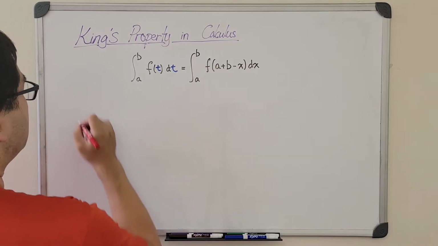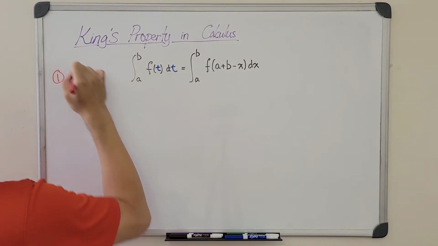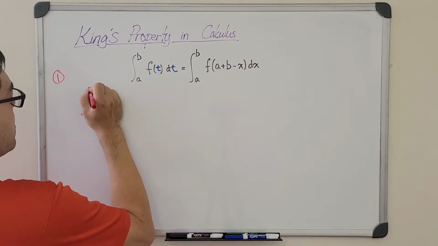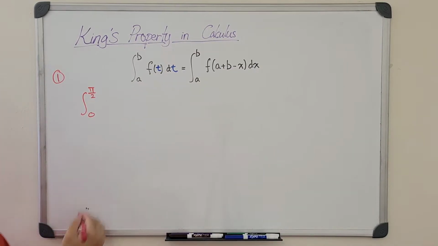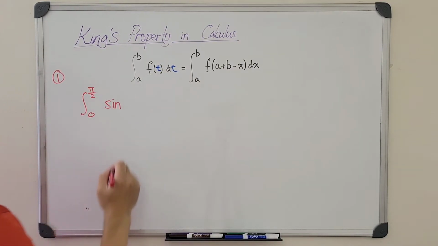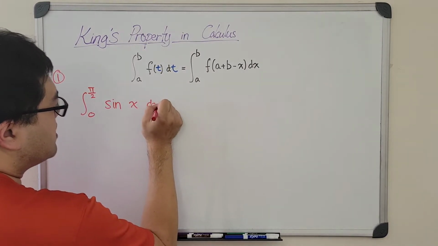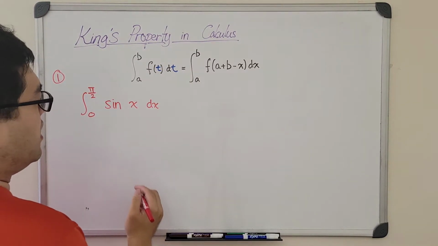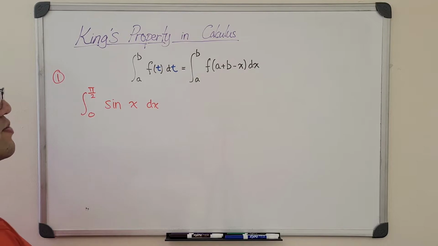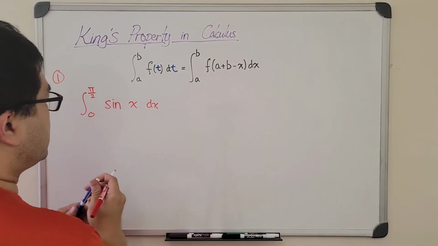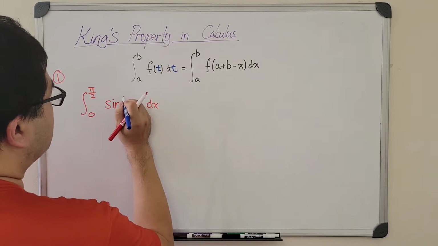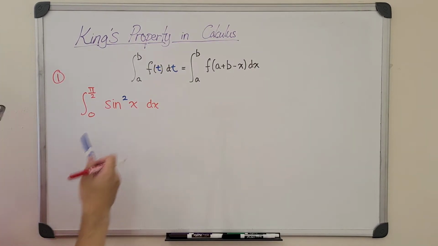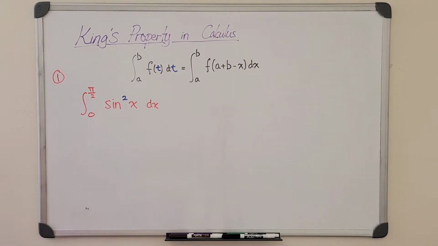If we consider this problem here, let's say we want to take the integral from 0 to pi over 2 of, well, sine of x is definitely easy because we know the integral of it. So let's make it challenging so that we now need to use this property here. I'm going to put a square.